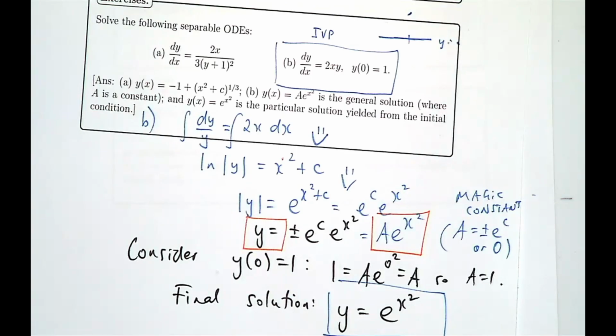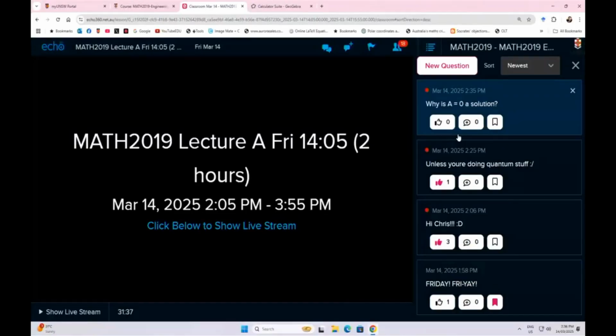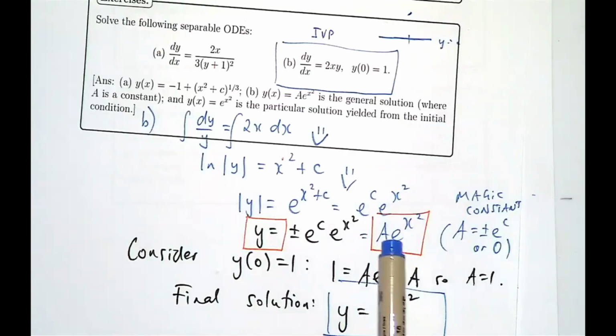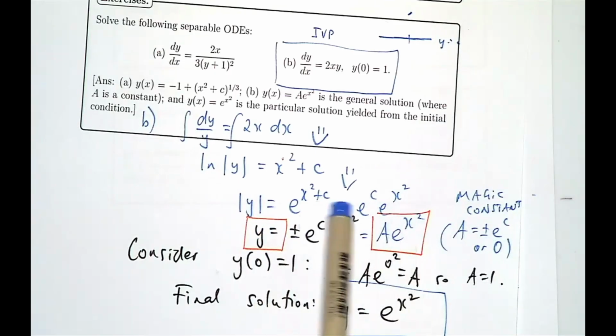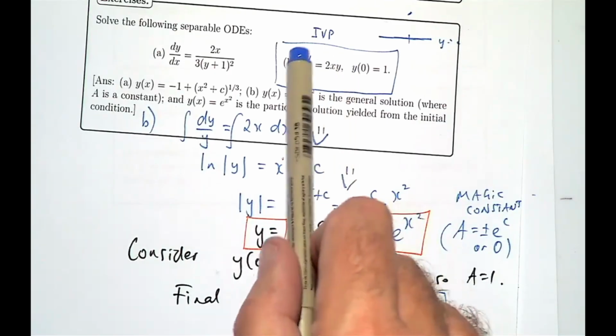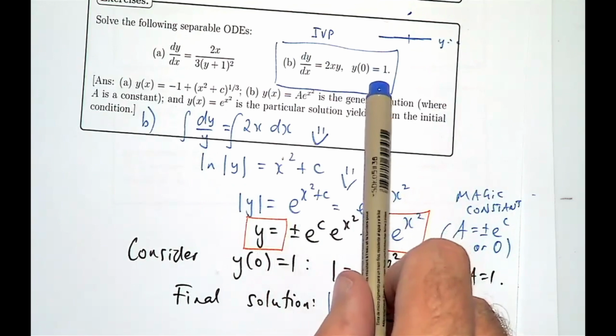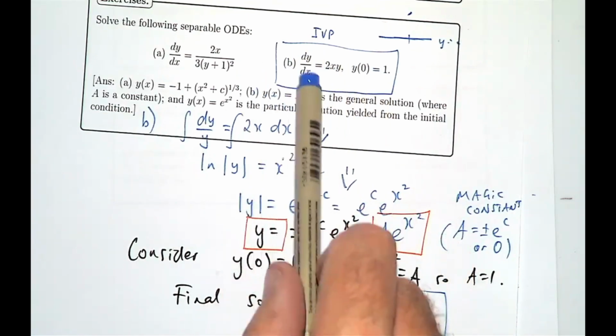Why is a equals 0 a solution? Well, I'm not saying it's a solution to the general problem, but when a equals 0, y equals 0, and y equals 0 solves this original problem. Not that, but that. Okay?